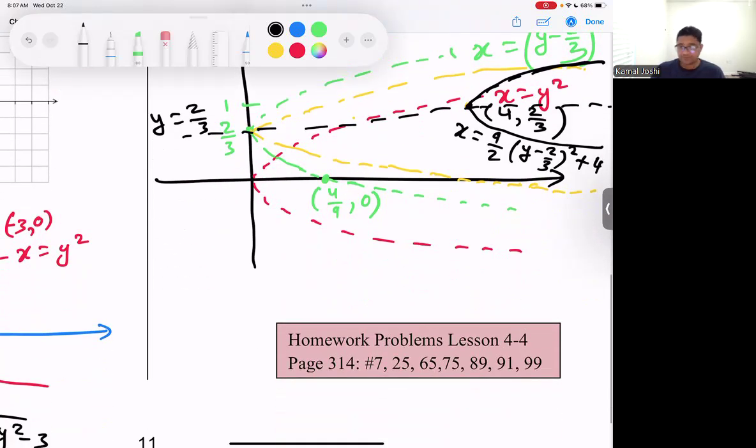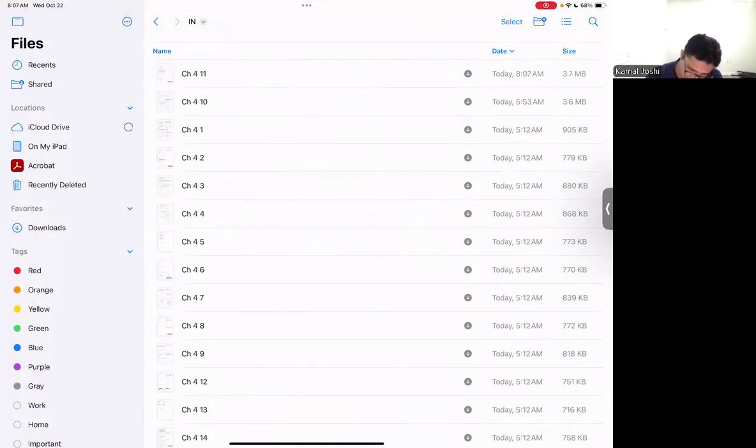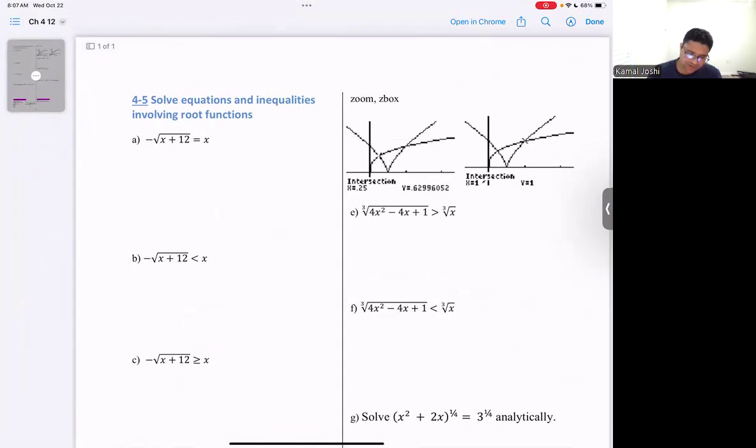All right. So please do the homework problems after that. And in the next video, we are going to get into the last section of this chapter, which is solving equations and inequalities involving roots.